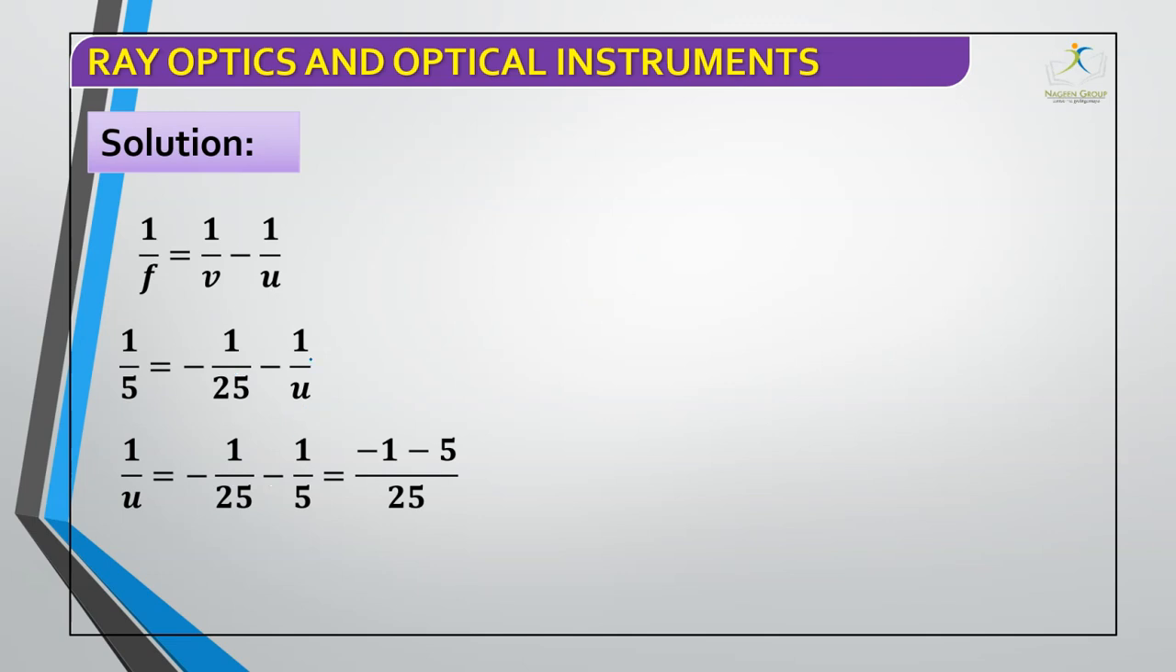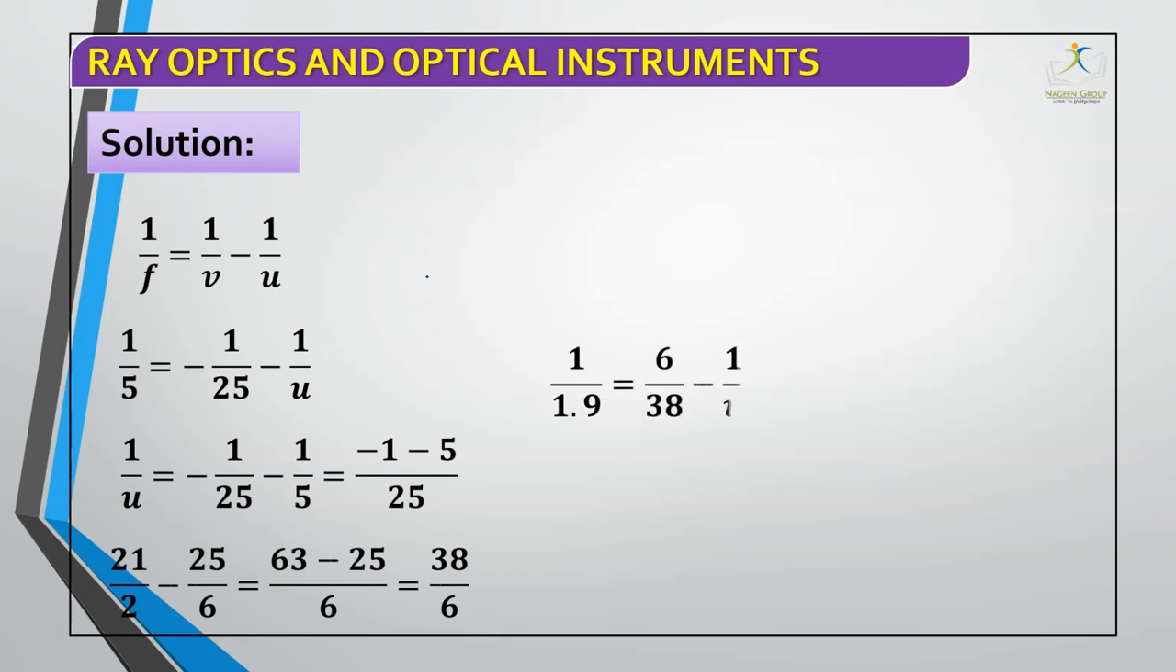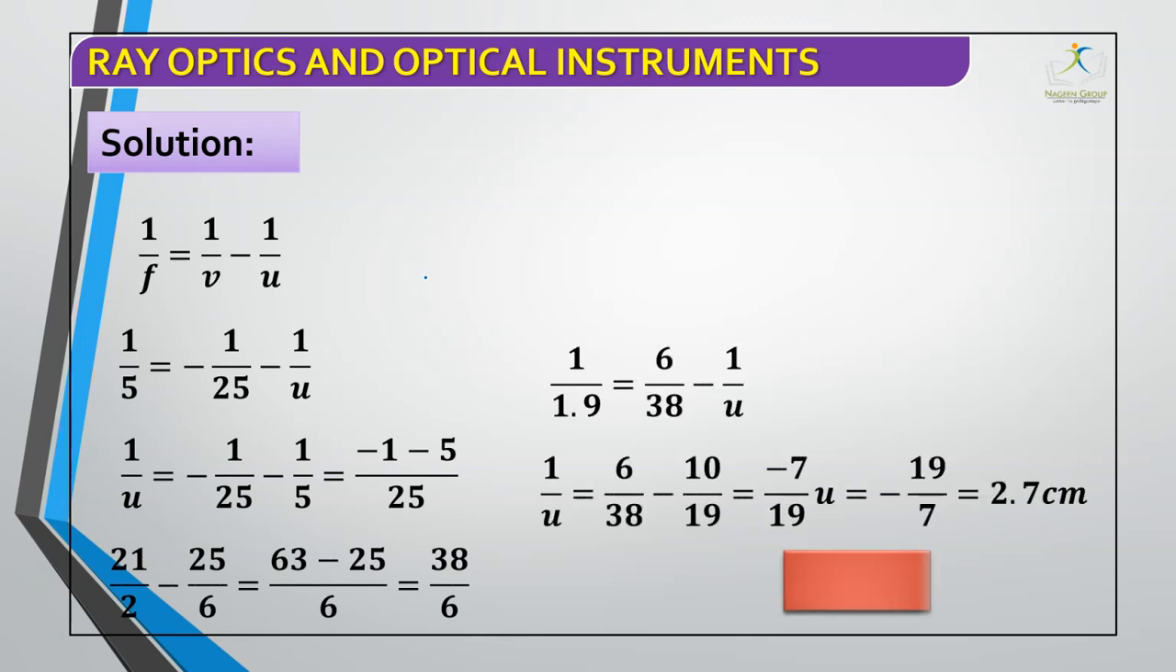V is given 25 and u we have to calculate. After the solution, we get the value of u, which comes 2.7 centimeter. Here you have to take a little bit LCM, that is a short part of that particular calculation. So after solving, we get the option 2, which is the right answer.